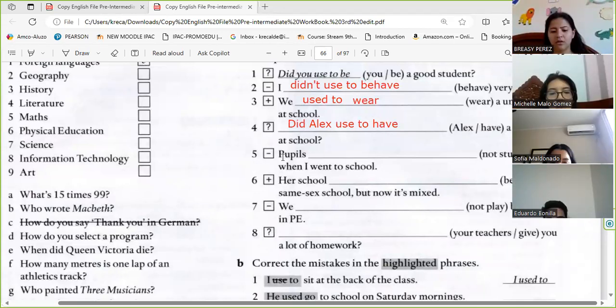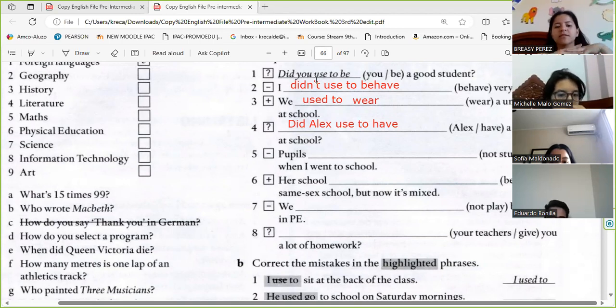Let's continue with number 5. This is for Bresi. Now it's in negative, so we say, didn't. Marcos Vinicio, a moment please, Bresi. Marcos Vinicio, I'm sharing my screen.